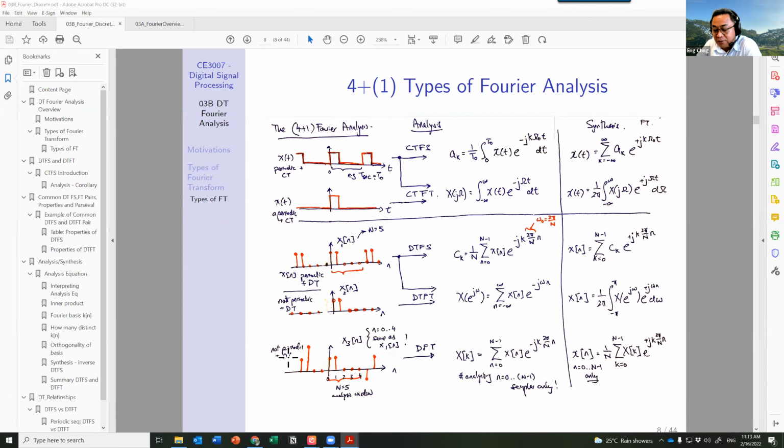A DFT is the engineer's Fourier transform. The DFT realization in MATLAB is called FFT, meaning fast Fourier transform. So if you type FFT something, it's actually implementing DFT.